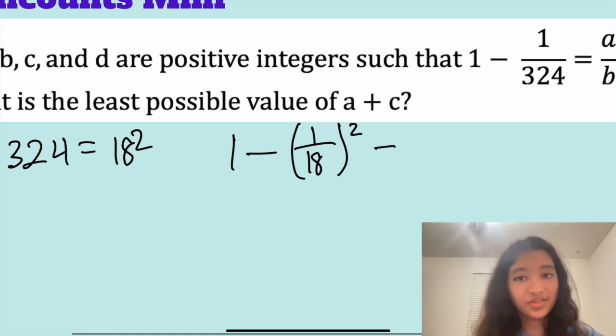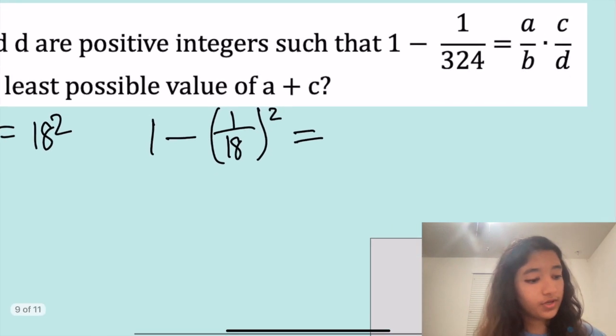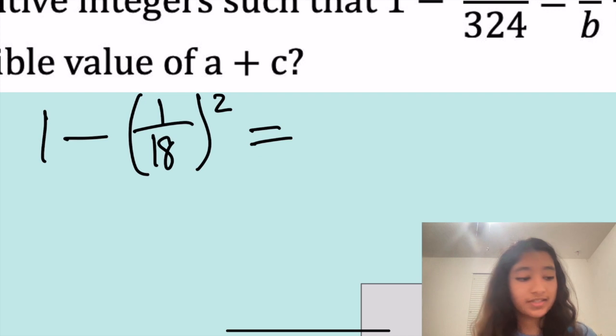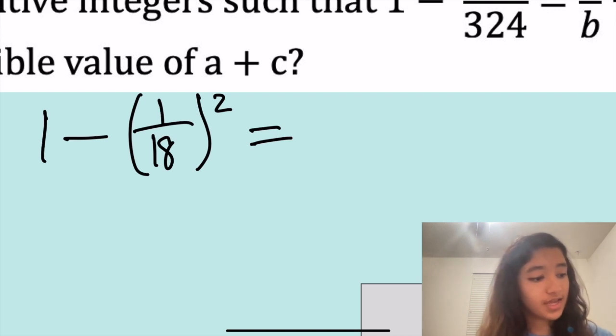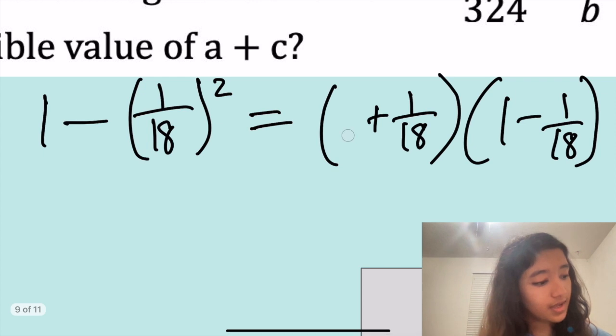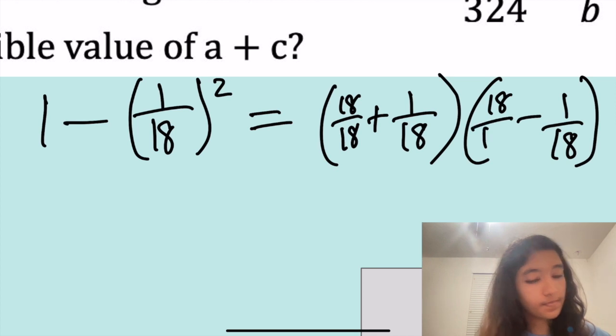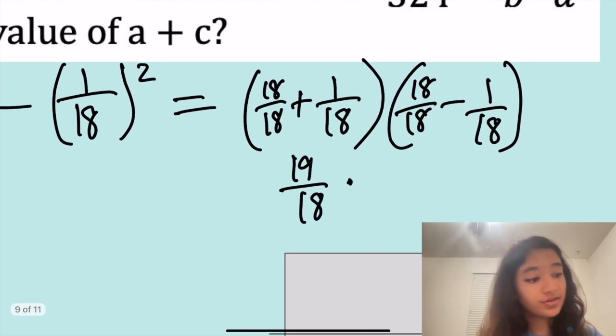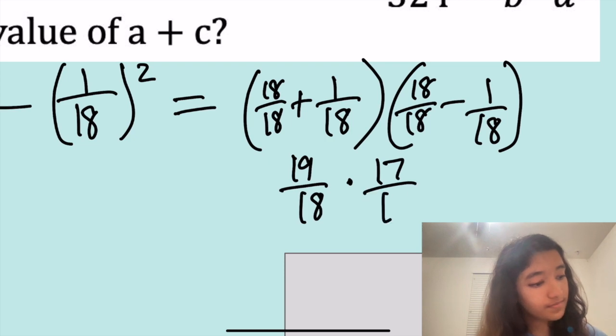Using that same formula we've been using throughout, a squared minus b squared is a plus b times a minus b. So in this case, 1 squared minus (1/18) squared is 1 plus 1/18 times 1 minus 1/18. 1 can be rewritten as 18/18. So 18 plus 1 is 19/18, and we're multiplying that times 18 minus 1, which is 17/18.